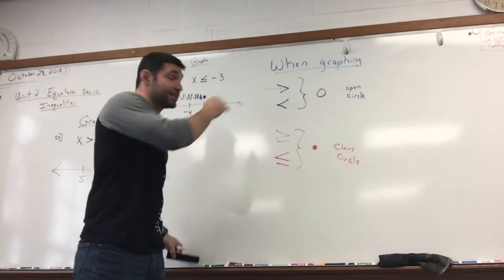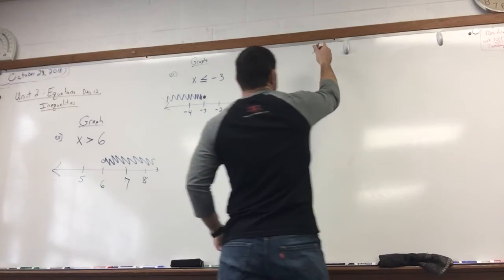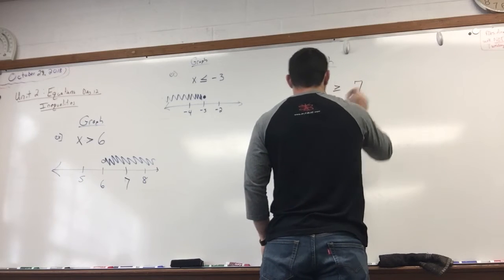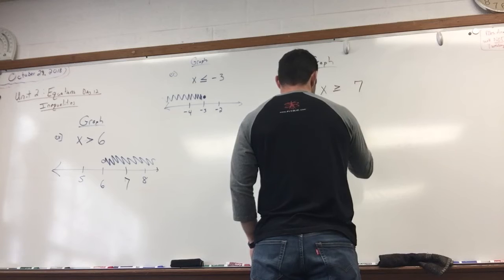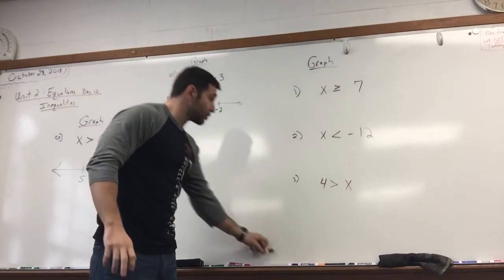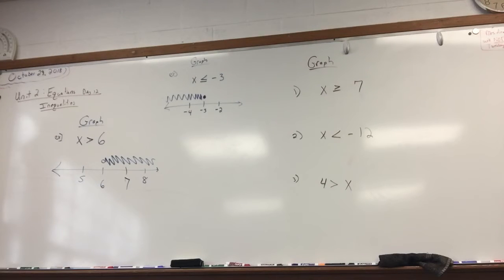Okay, so you've got 3. I hope you have this in your notes. You're gonna graph 3 of them. You're gonna raise your hand and say, hey, Mr. H, Miss Armstrong, come check these. So you're graphing these 3. Number 1, X is greater than or equal to 7. Number 2, X is less than negative 12. And number 3, 4 is greater than X. So graph those 3. Give them a try. Once you have them graphed, raise your hand, we'll come around.